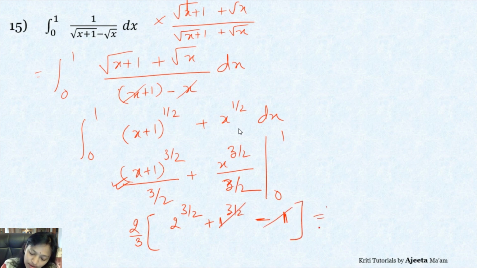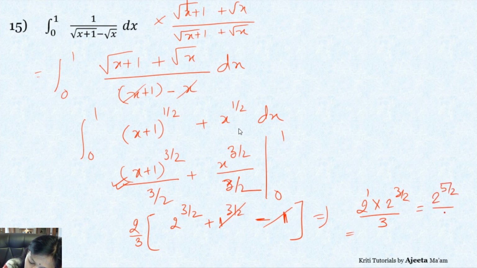This will get cut and this will be the answer. 2, 2 into 3 by 2 by 3. So what will you get? The powers will be added if the bases are same. So what will you get here? And what can you write for 5 by 2?